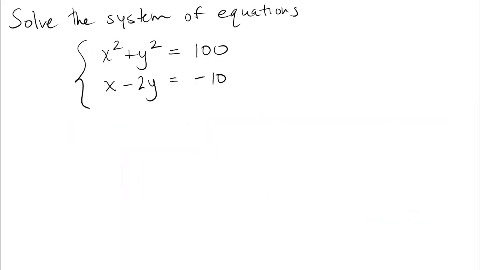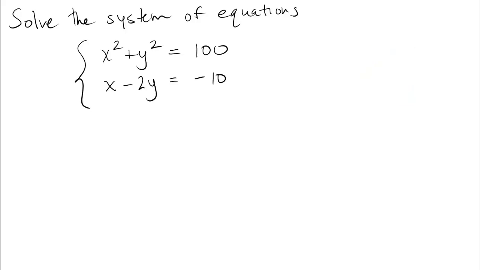Here we've got the system x squared plus y squared equals 100 and x minus 2y equals -10. The first equation is a circle. It's a circle of radius 10 centered about the origin. The second equation is a line, and that line might pass through the circle twice, or it might be tangent to the circle and just touch it once like this, or it could be completely outside the circle. So there could be two solutions, there could be one solution, there could be no solutions.